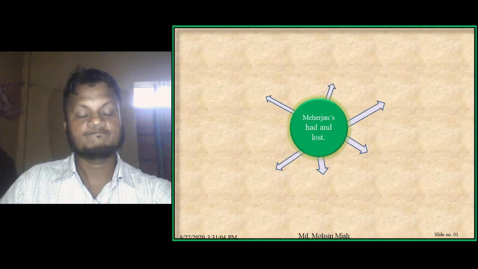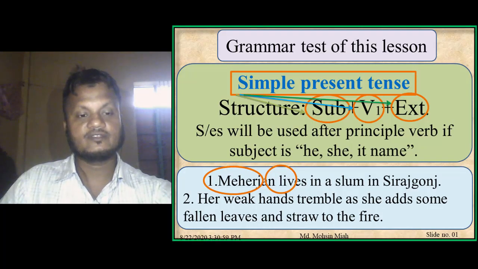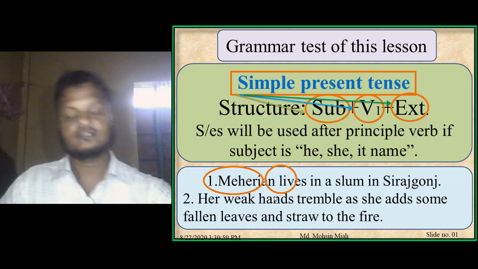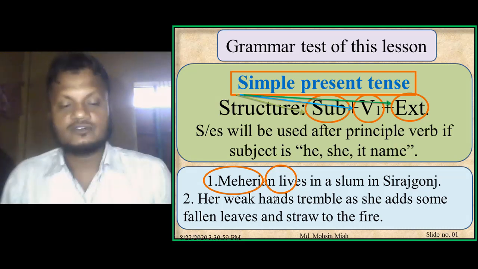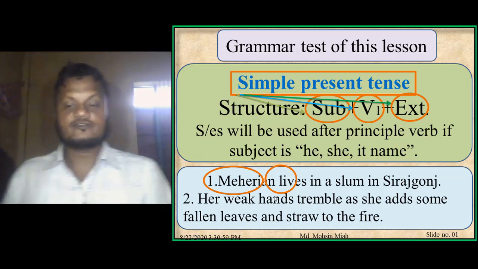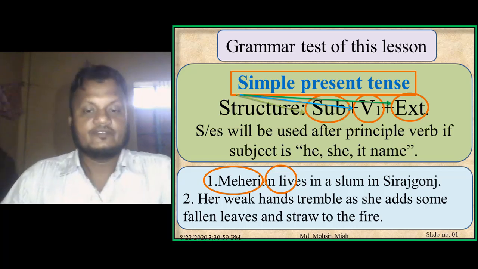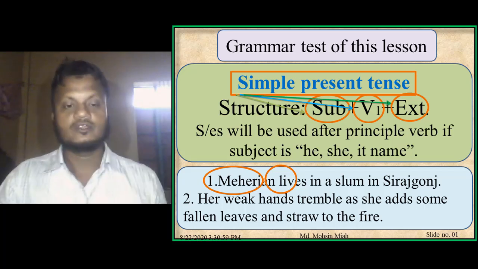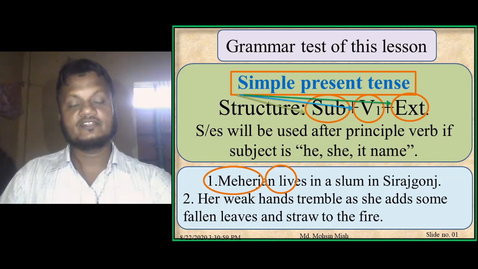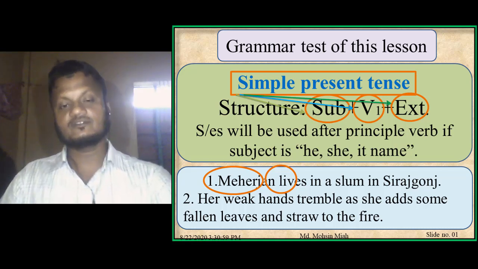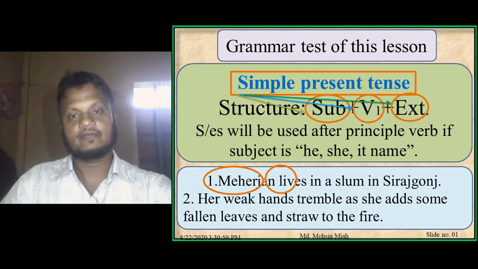Another is: her weak hands tremble as she adds some fallen leaves and straw to the fire. Here her weak hands is subject and tremble is base form of principal verb, so this is present indefinite tense. Dear learners, now you find out the sentences of present indefinite tense from the passage. Okay, this is your work. Now you find out the present indefinite tense sentences from the passage.